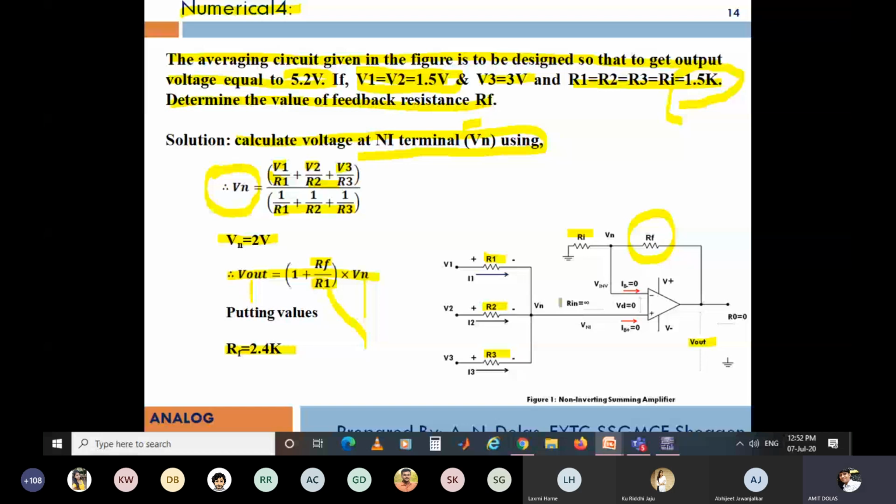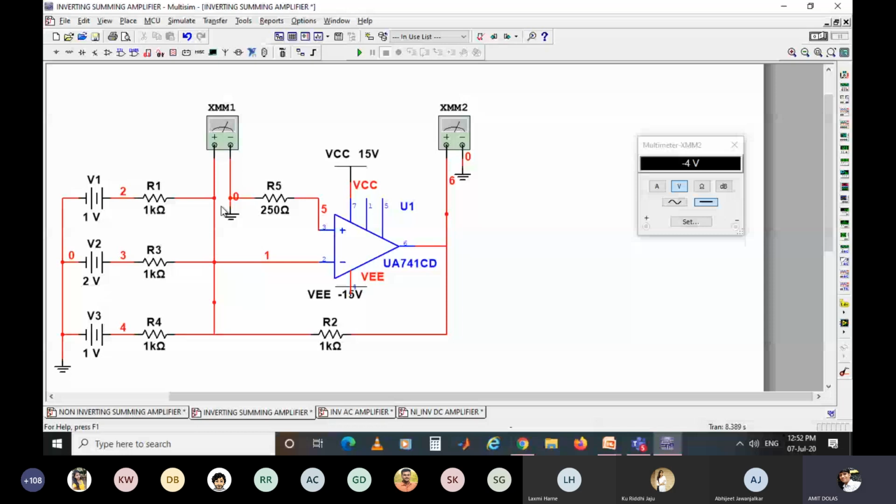Before ending this lecture, I'll show you simulation of previous circuits that we have not discussed in previous lecture. So non-inverting amplifier, we already performed this today. This is inverting summing amplifier, where 3 resistances are connected to the inverting terminal here, and to 3 resistances connected 3 sources, V1 1 volt, V2 2 volt, V3 1 volt.